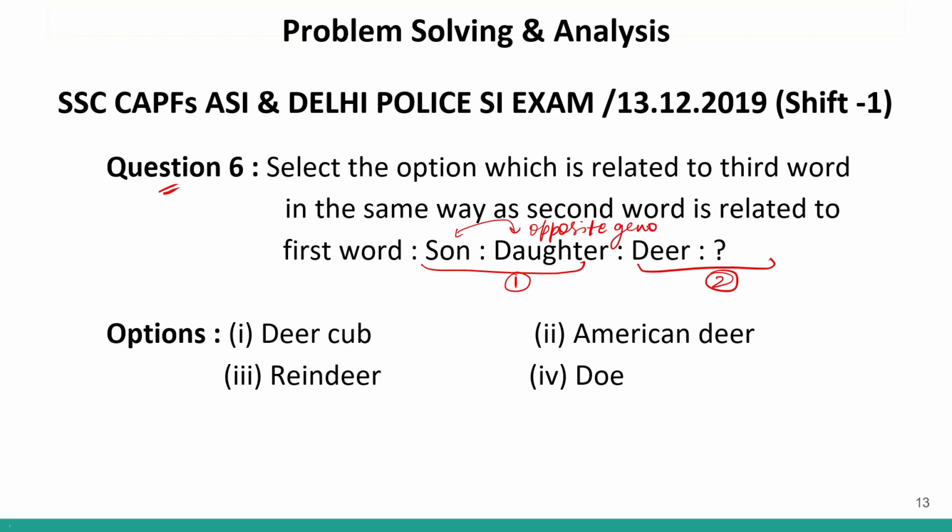Correct? How are son and daughter related? They are opposite genders where son is male and daughter is female. Now, deer is male. So, we have to find the opposite gender of deer, which is the female. And female deer is called a doe. So, the opposite word will be doe. So, doe will be the correct answer, which is option number 4.